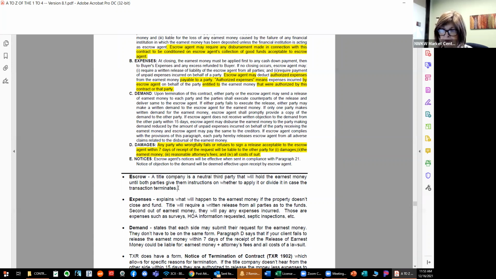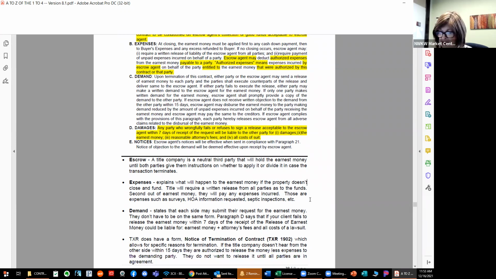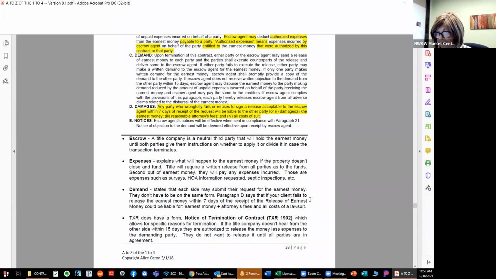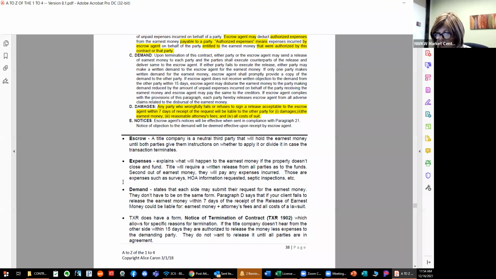If they have a right to terminate it, then they're entitled to get the earnest money back. They should, and the title should honor that. Sometimes you have people that get their feelings hurt though, and they say, no, I'm not going to sign that form. Well, on expenses, it explains how the earnest money is applied to any expenses such as HOA information requested or septic inspections or surveys or anything like that, that money has had to go out. But I think now they've kind of narrowed it down where everybody has to pay for that as they go instead of leaving that to the title.